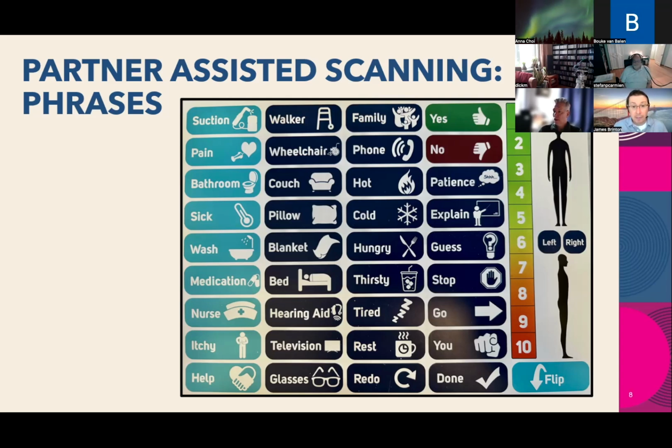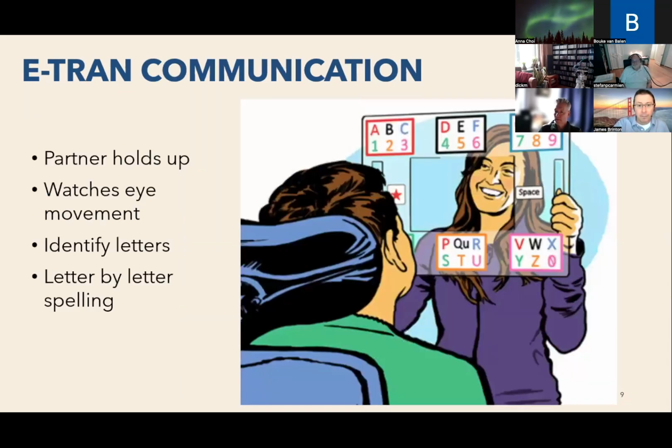You can find examples of these types of partner assisted communication boards online. At the end of this presentation, I'll share my email address and I'm happy to email you some that I have as well. Okay. Let's move into E-Tran communication.